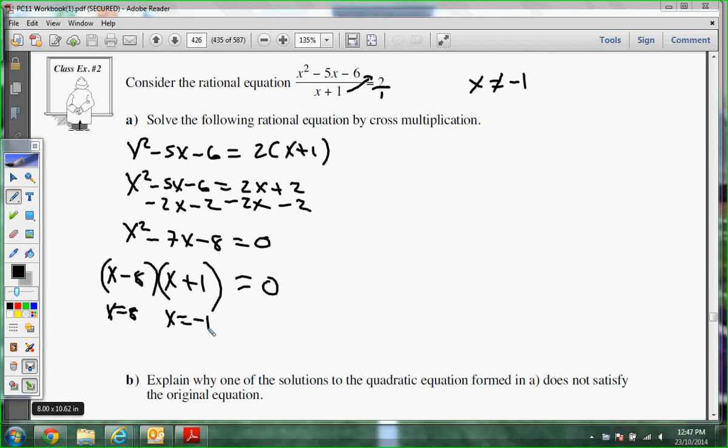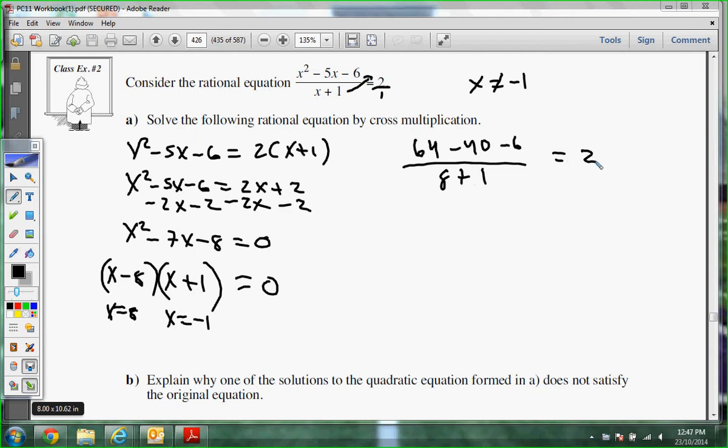Okay, so 8 and negative 1 are answers. So now we're going to check them though. I'm going to try 8 first. So just stay with me here. Do a lot of it just verbally. 8 squared is 64. Minus 5 times 8 is minus 40. Minus 6 all over 8 plus 1 equals 2.